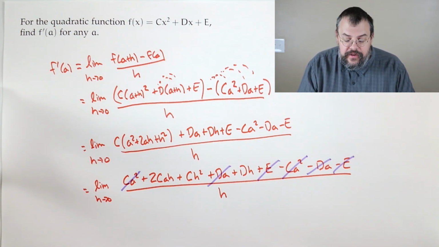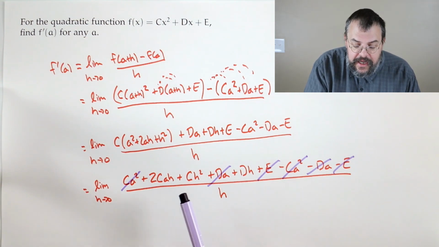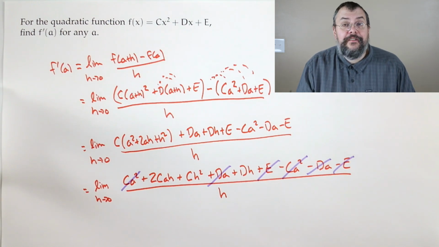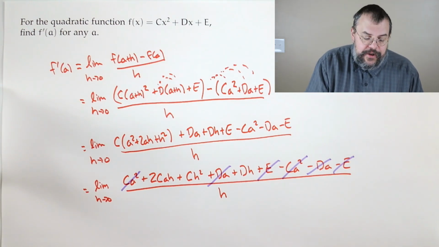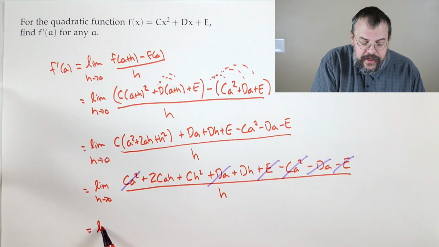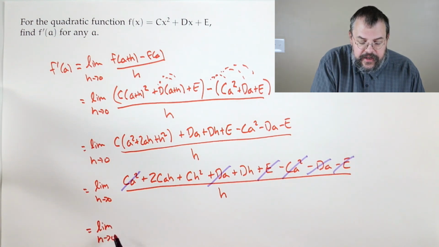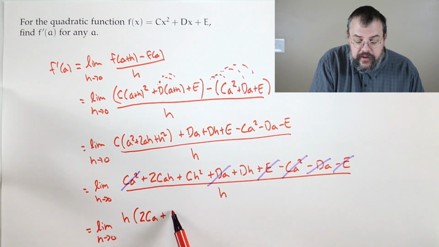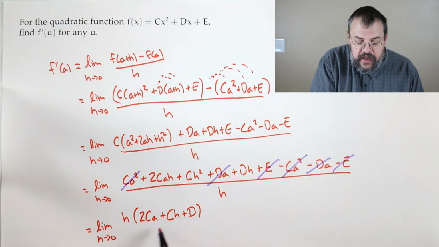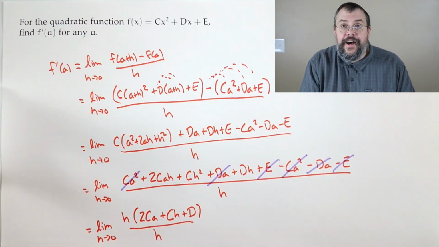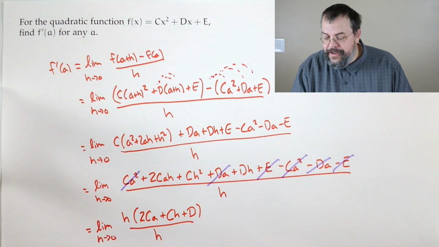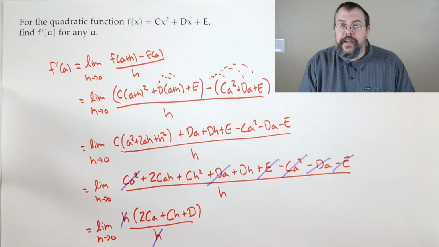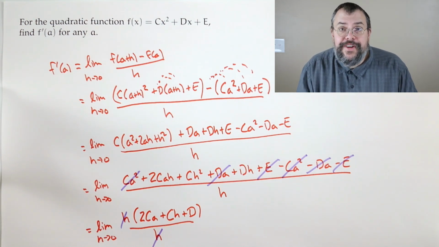Now, notice that the terms that didn't cancel have something in common. They all involve H. That's another check. All the terms that are left over should have an H. Since they all have an H, I can factor that out. H, then 2 times C times A plus C times H plus D, all over H. And now we're like, oh, we truly have lived a good life. The H's cancel. And now we're like, hey, our limit, it's beautiful.